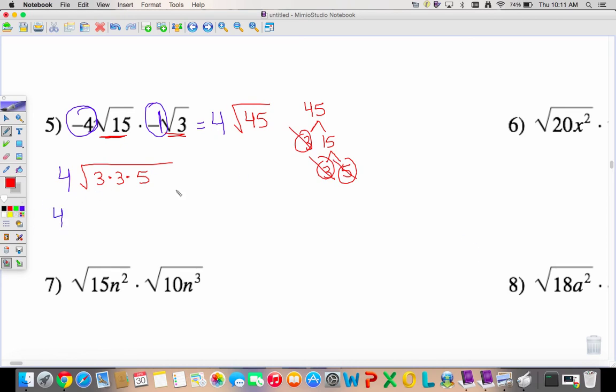So you still have your 4. Now we're going to focus on our pairs. I have one pair of 3's. Put that on the outside. Square root, cross it out. All you have left is just a 5. Well, that becomes really easy. 4 times 3 is 12. And on the inside, you still have a 5. So that's your final answer.